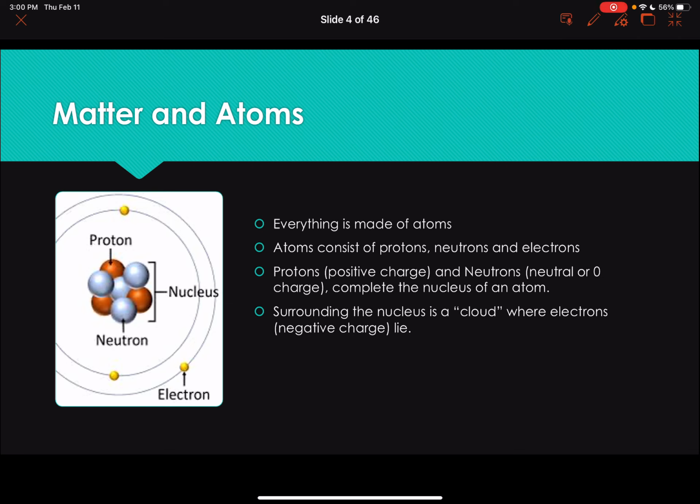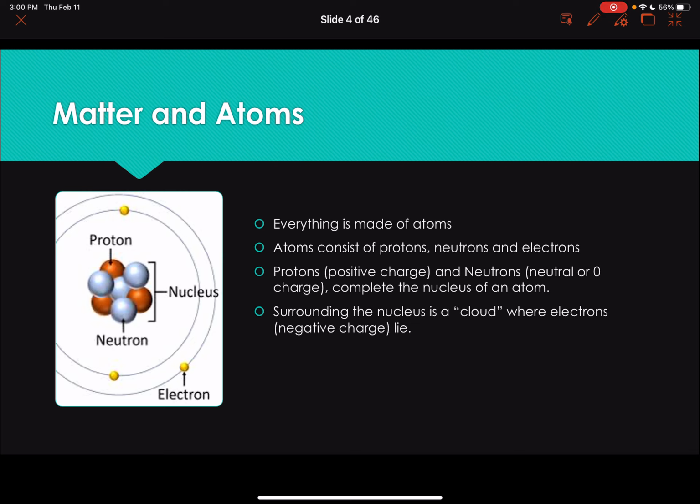Everything is made of atoms. Atoms have smaller subatomic particles. They have protons, neutrons, and electrons, okay? We know that protons have a positive charge. We know that neutrons are neutral charged, and they complete the nucleus of the atom. And so because of that, we always know the nucleus of the atom is a positive charge because it has positive charges and neutral charges, which overall is going to be positive, right?